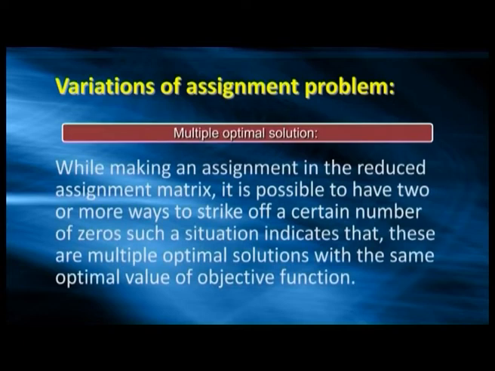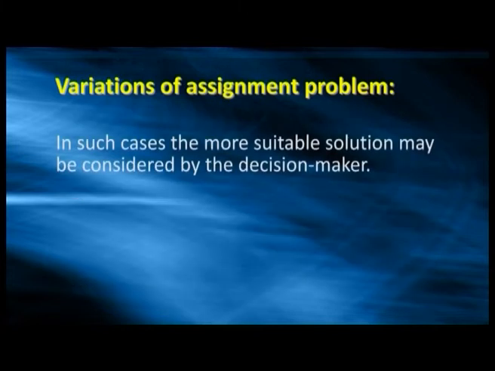Let us now discuss some of the variations of the assignment problem. Multiple optimal solutions. While making an assignment in the reduced assignment matrix, it is possible to have 2 or more ways to strike off a certain number of zeros. Such a situation indicates that there are multiple optimal solutions with the same optimal value of objective function. In such cases, the most suitable solution may be considered by the decision maker.